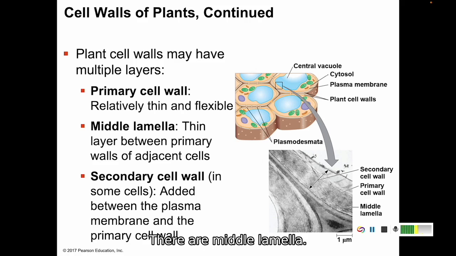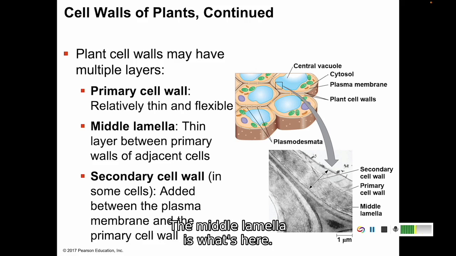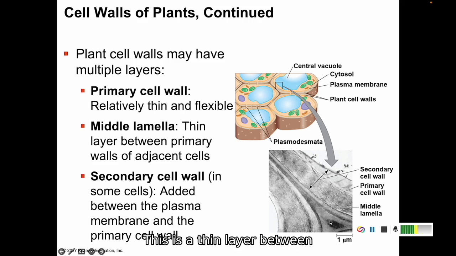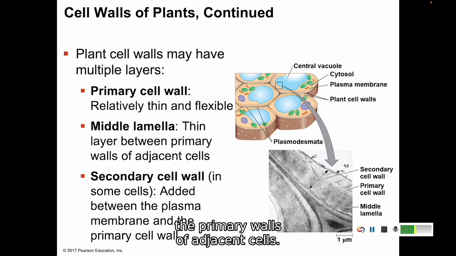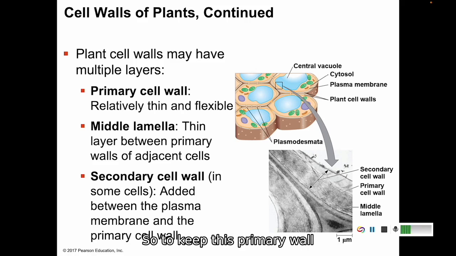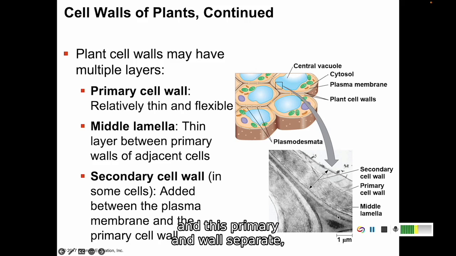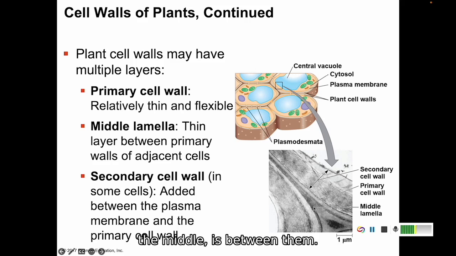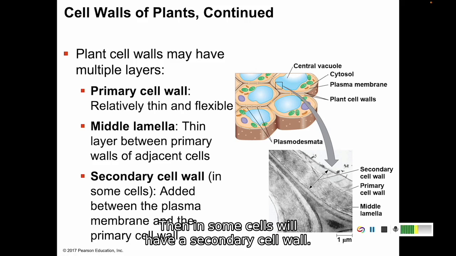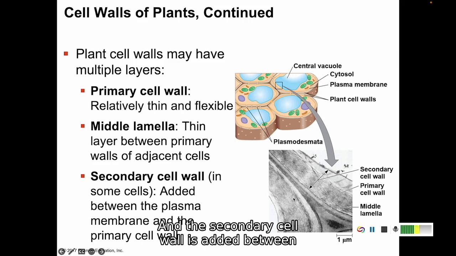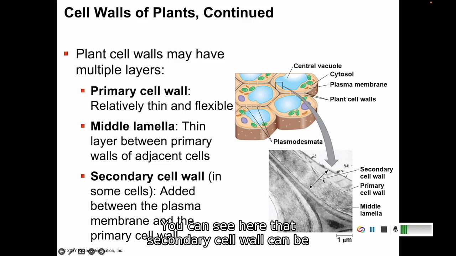There is the middle lamella. The middle lamella is what's here, and this is a thin layer between the primary walls of adjacent cells. To keep this primary wall and this primary wall separate, the middle lamella is in the middle, between them. And then in some cells, we'll have a secondary cell wall. The secondary cell wall is added between the plasma membrane and the primary cell wall. You can see here that the secondary cell wall can be pretty thick.